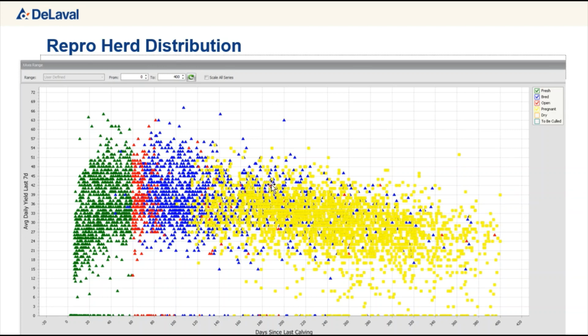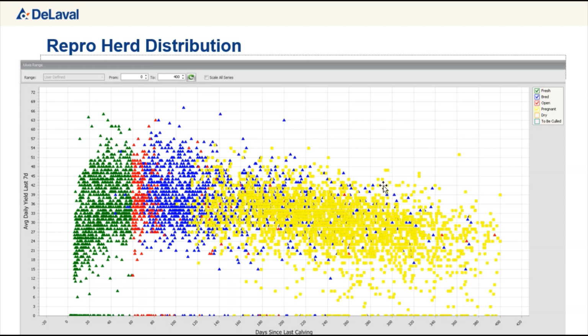For example, this cow. This is a red triangle. Red means she is still open, and it is approximately 200 days after calving, and she is still open. So if I double click here, it will open the detail of this cow, and then I can see the entire history for this cow.